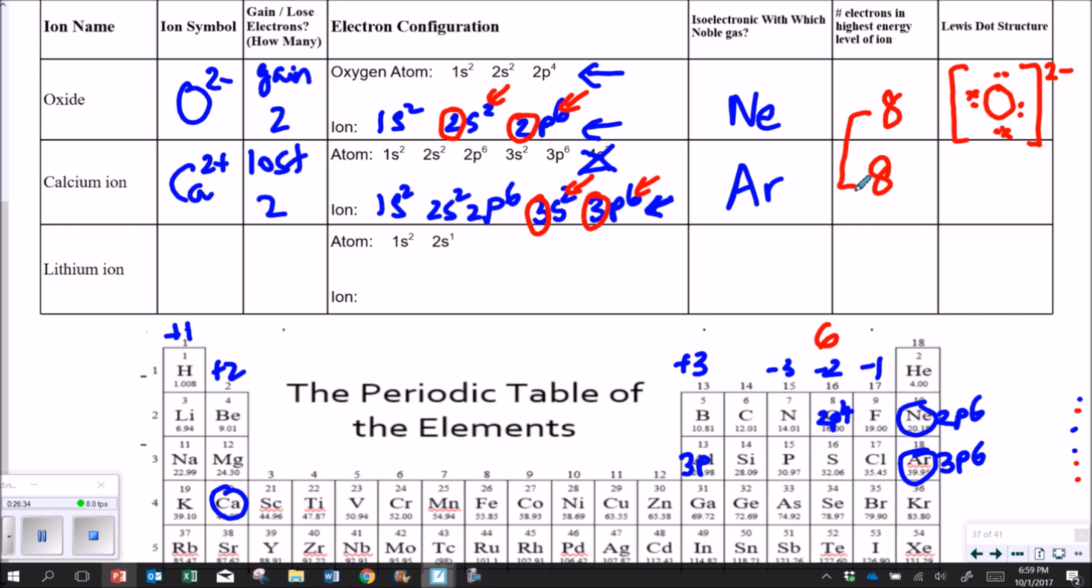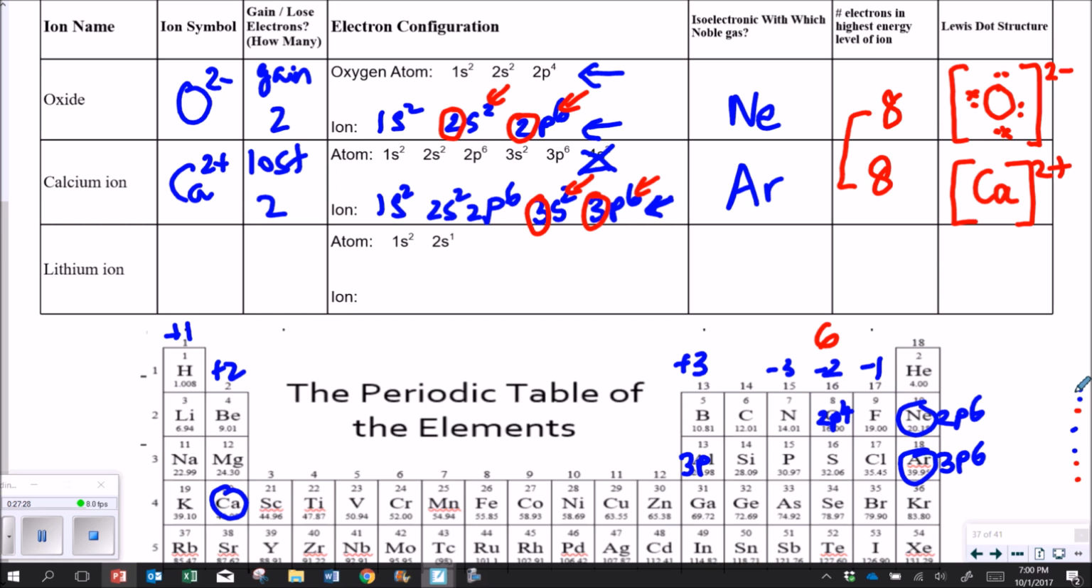The Lewis dot structure for a positive ion: we write again the element symbol. But now because calcium has lost its 2 valence electrons, we do not put any dots or crosses around the atom. And we just put the square bracket. And we put a charge of 2+ to show that it's an ion.